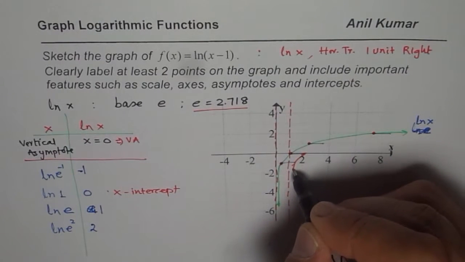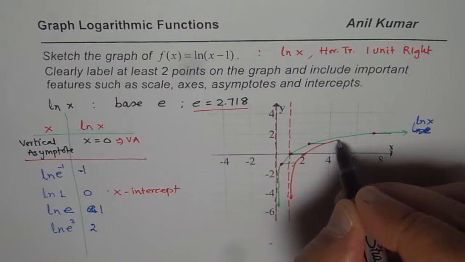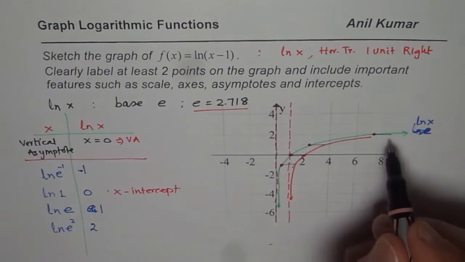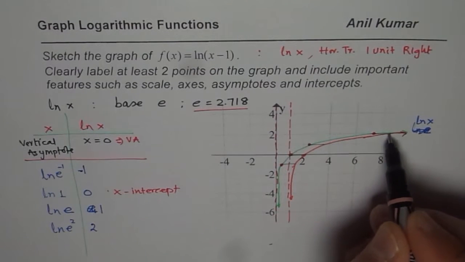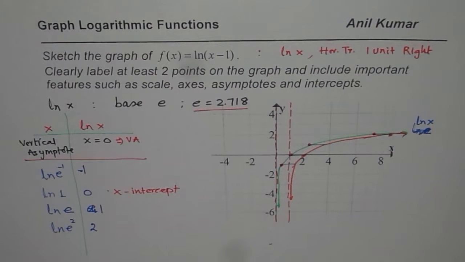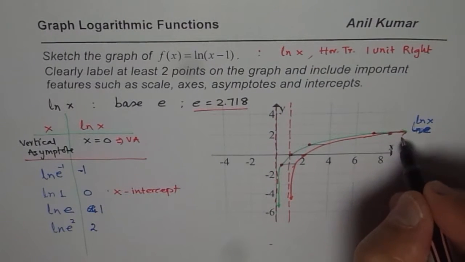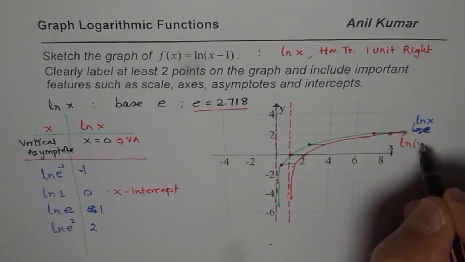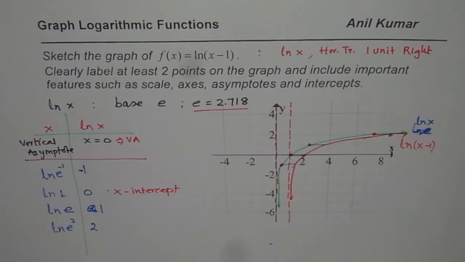So it goes like this. The vertical asymptote is kind of like this. And this point 1 will now be here. Do you see that? So this one shifts here. Move it 1 unit to the right to get your final graph, and this is your graph of ln x minus 1, right? So translate ln x 1 unit to the right to get what is needed.